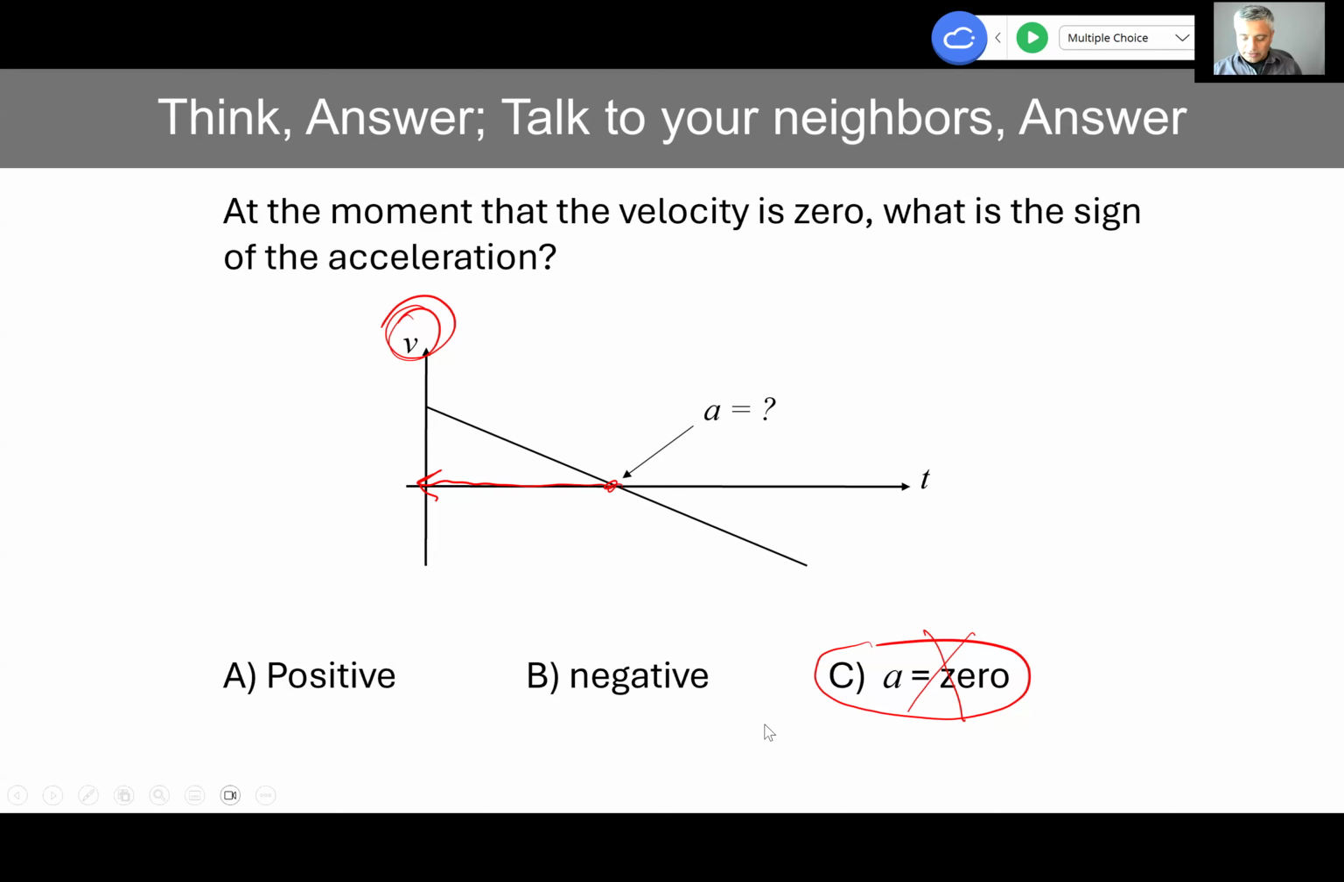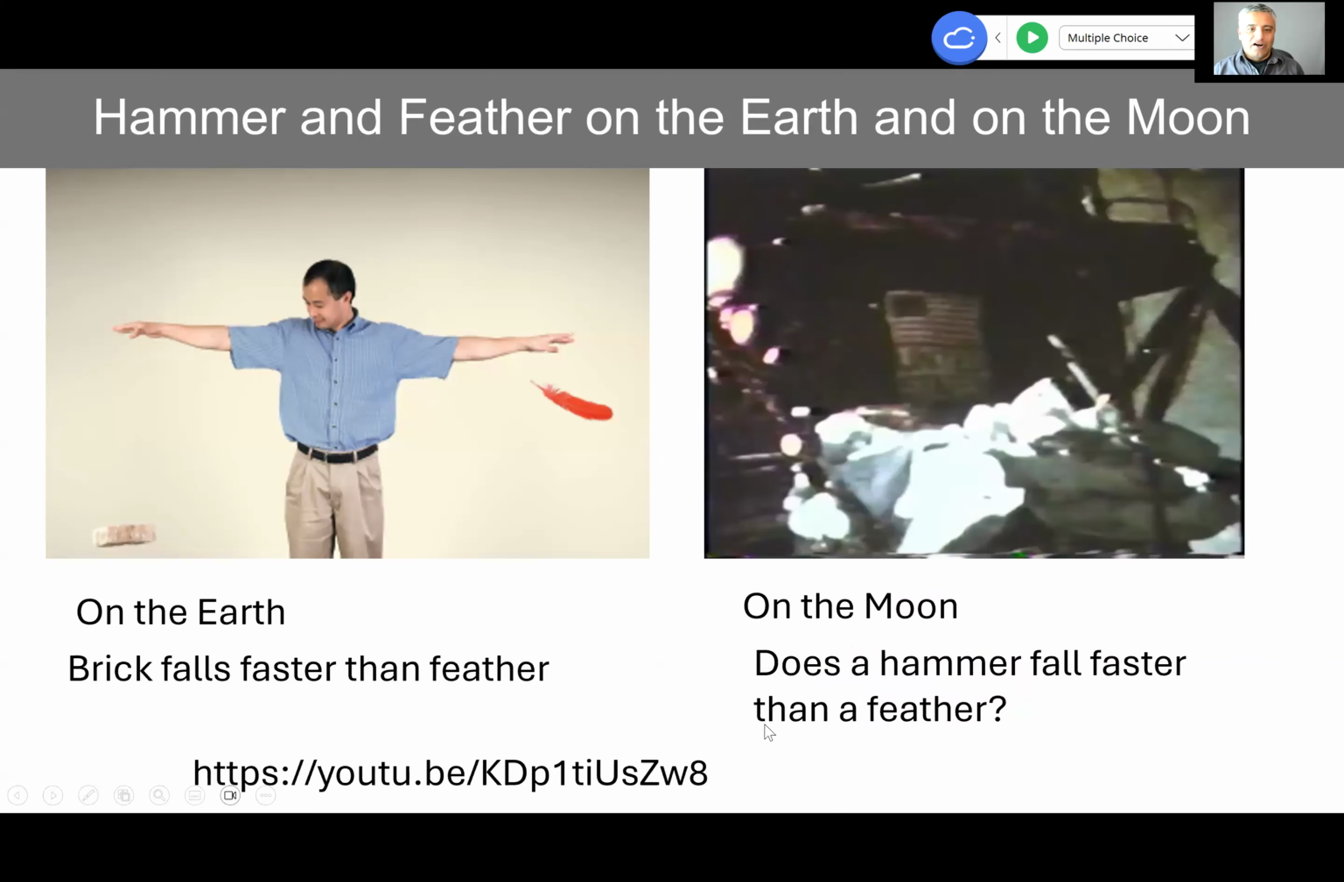Okay, so now free fall. When something is in free fall, for example, if we were to drop a feather and a brick at the same time, what happens? The brick arrives at the ground first. So it seems like a heavier object falls faster. That was the idea, okay? But Galileo later came up with the idea that everything falls at the same rate.